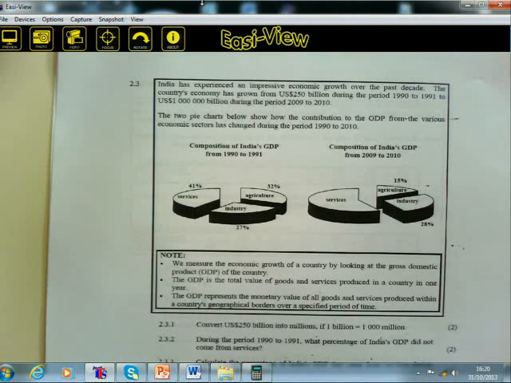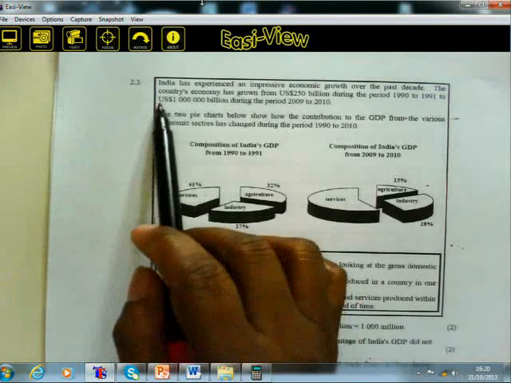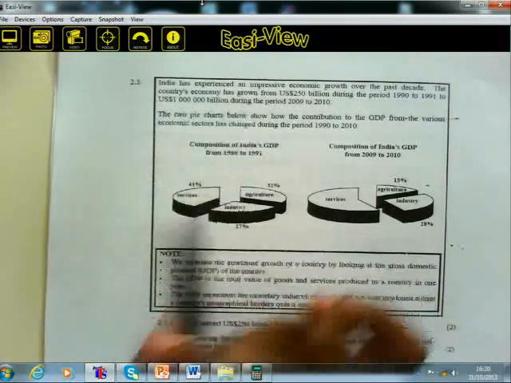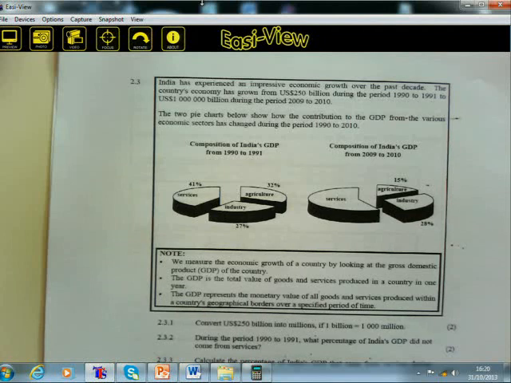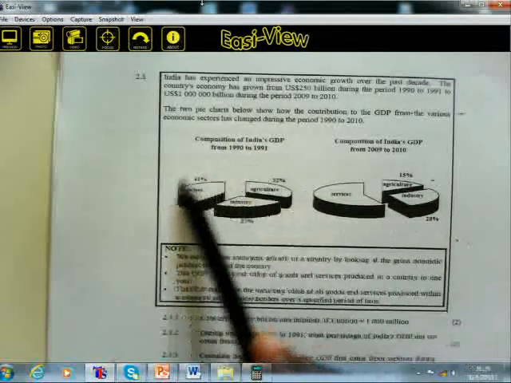I know most of you wouldn't know how to say this number. So this is 1 million billion US dollars. Now there are 2 pie charts below showing how the contribution to the GDP from the various economic sectors has changed during the period 1990 to 2010. So the first one, 1990 to 1991, from services we have 41%, from industries we have 27%, and then from agriculture we have 32%.